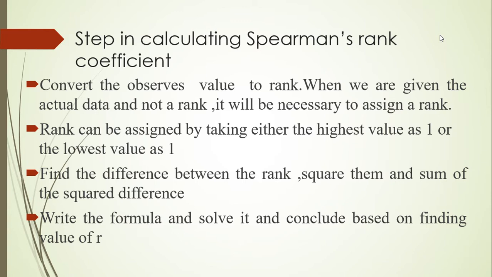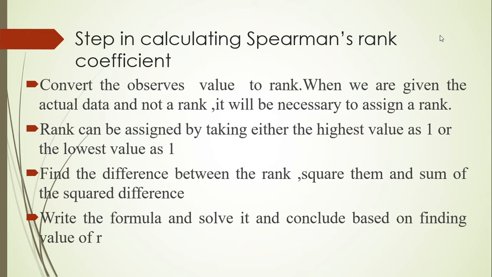First, convert the observed value to the rank. When we are given the actual data, not a rank, it is necessary to assign the rank. So now the question is how we can assign the rank. Rank can be assigned by taking either the highest value as 1 or the lowest value as 1. And then find the difference between the ranks, that is called d. Then take its square, d square, and then find the sum of squared differences, that is called sigma d square. Then write the formula and replace all the values, solve it, and conclude your result based on the value of r.